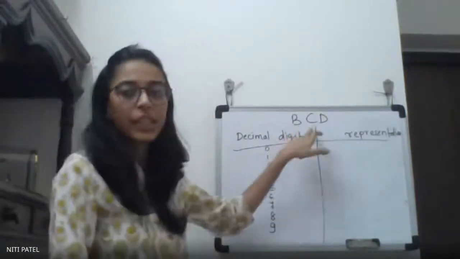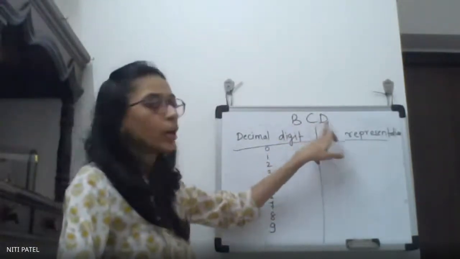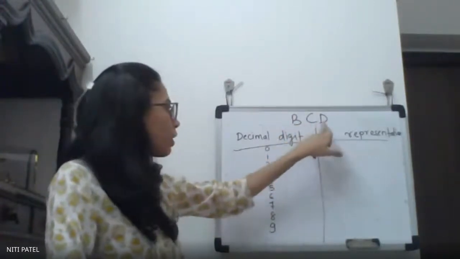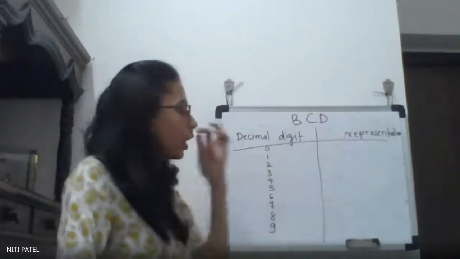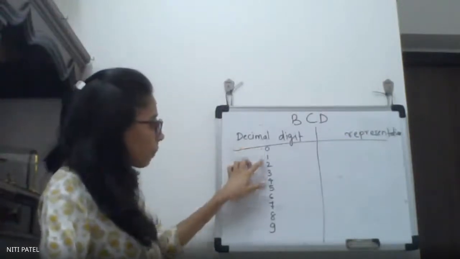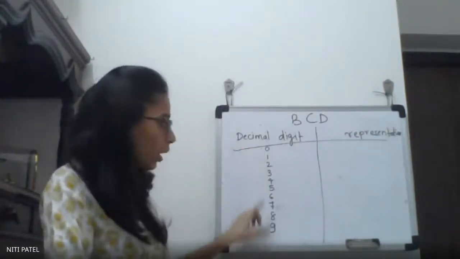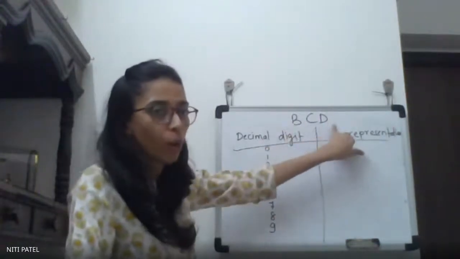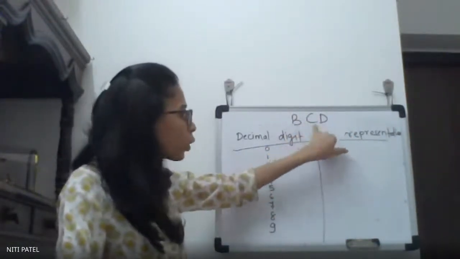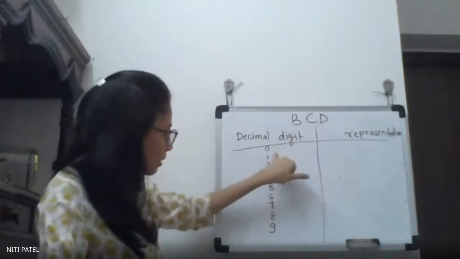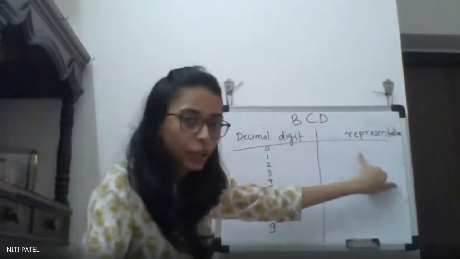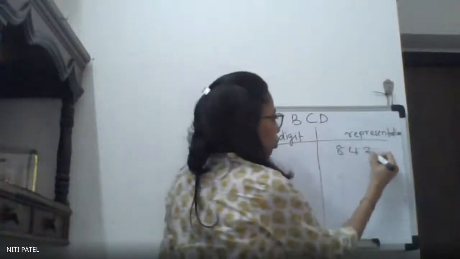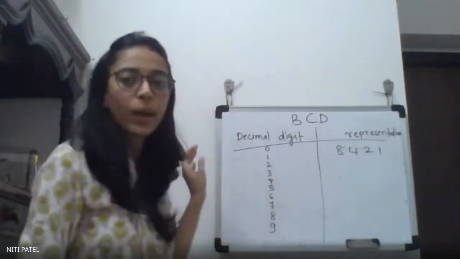Your BCD stands for binary coded decimal number system. Now what do we have? We have decimal numbers from 0 to 9. We have to represent these decimal numbers in BCD form. What is BCD? Binary coded decimal. So we have decimal, but we have to find the binary of it using the code 8421. Do you know this code 8421?